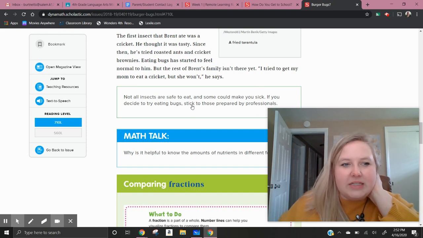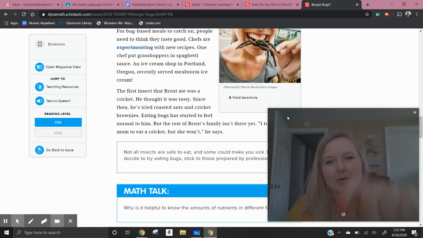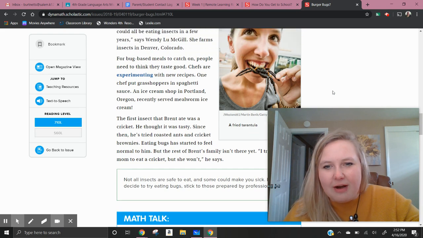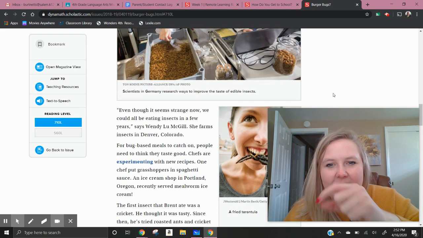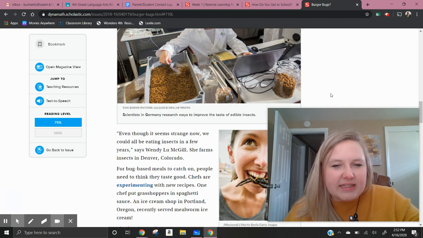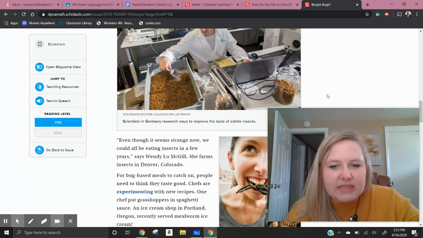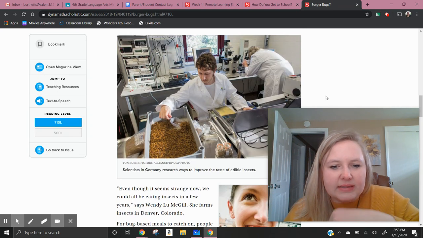Okay, good. So I don't know about this. Oh, look at this woman eating a fried tarantula. This caption says scientists in Germany research ways to improve taste of edible insects.